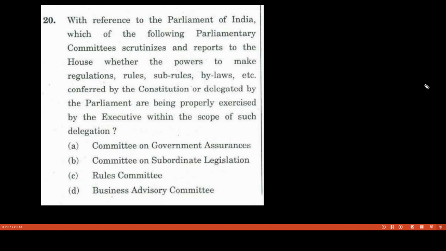Now see this question. This question can easily be done wrong if you are not very vigilant. All right. So it is saying, with reference to Parliament of India, which parliamentary committee scrutinizes and reports to the House whether the power to make regulations, rules, sub-rules, bylaws, etc., conferred by the constitution or delegated by the parliament, is being properly exercised by the executive within the scope of the delegation.